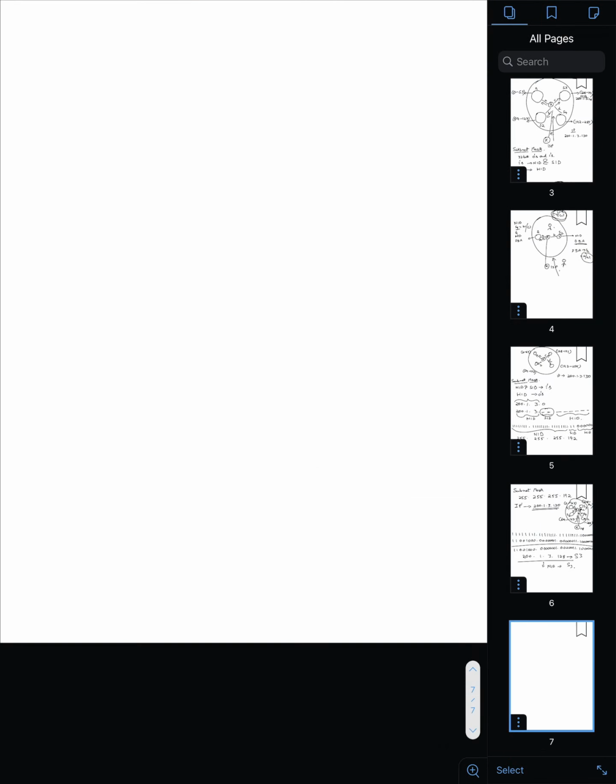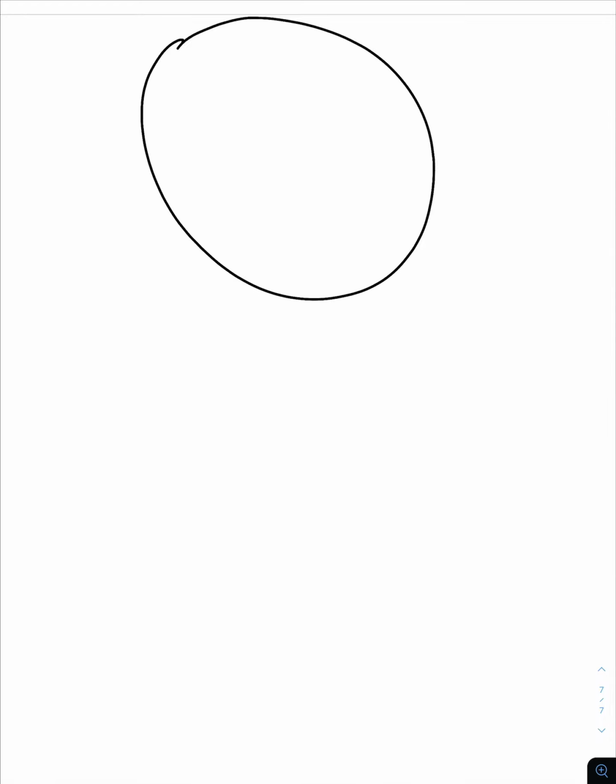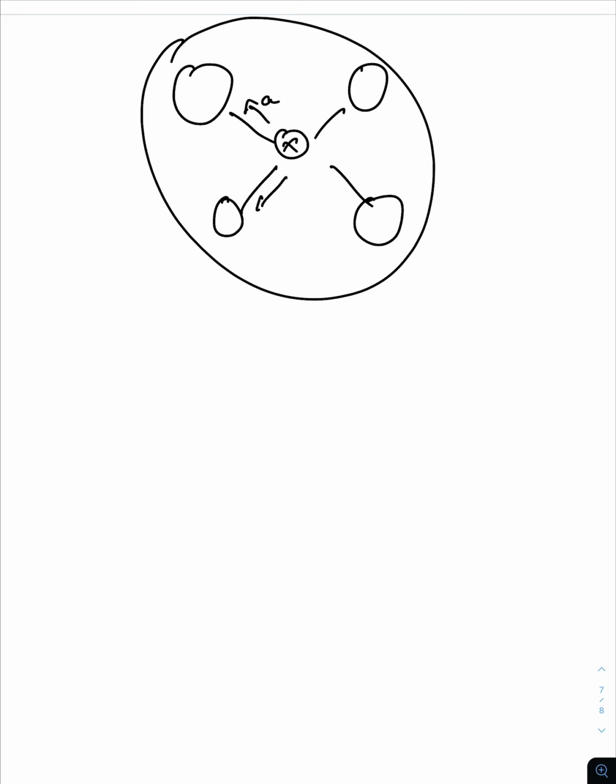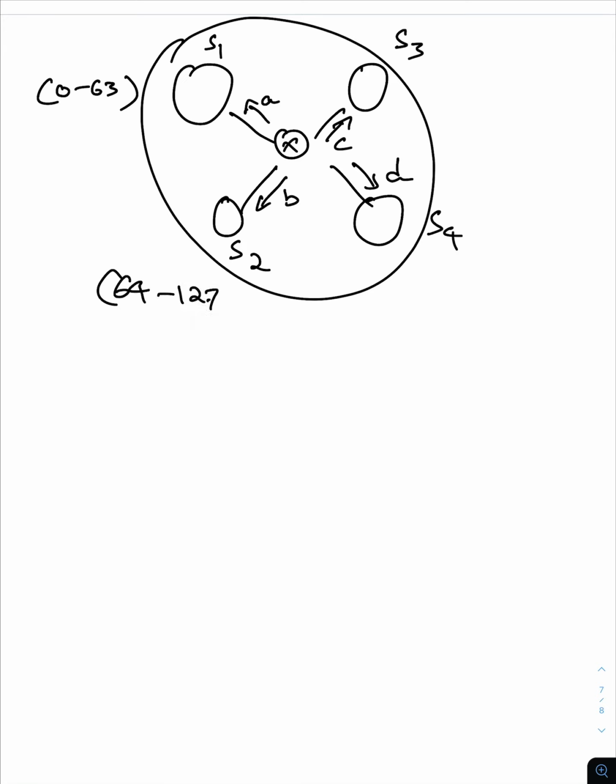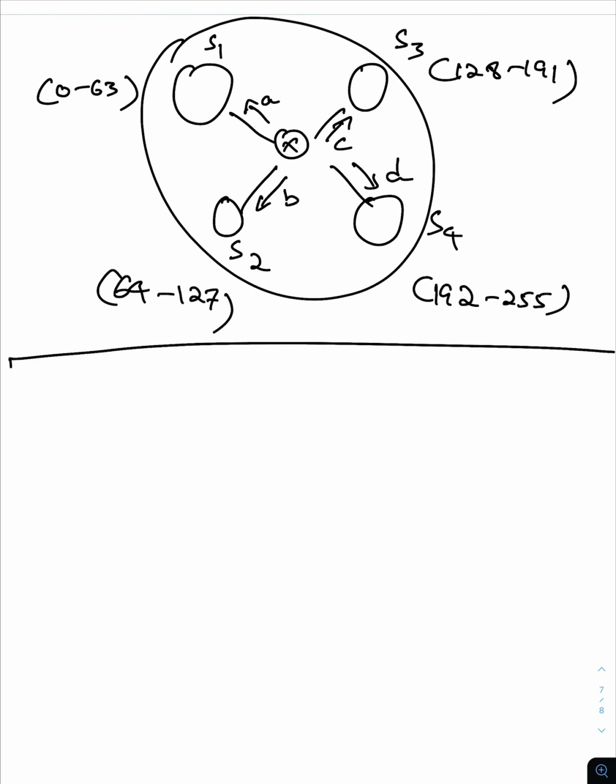Let's give you an example here with a routing table. So you have your router with four networks, and we call these interface A, interface B, interface C, and interface D. This is subnet 1, subnet 2, subnet 3, subnet 4. Subnet 1 is 0 to 63, subnet 2 is 64 to 127, subnet 3 is 128 to 191, subnet 4 is 192 to 255. So let's take a table here.